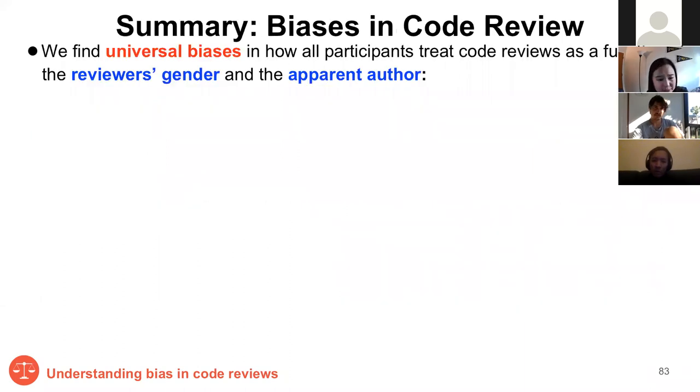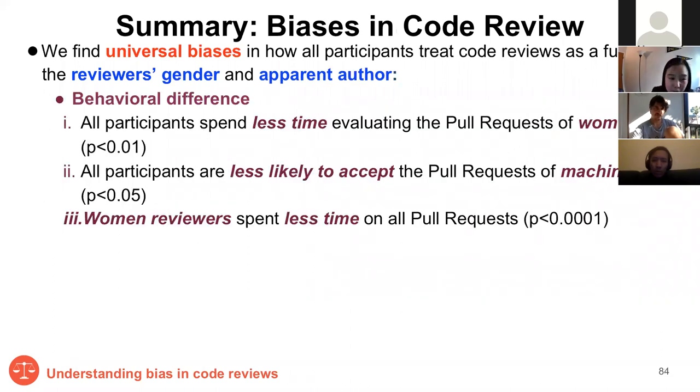We find that universal biases exist in how humans treat code reviews as a function of both the reviewer's gender and the apparent author. Behaviorally, participants spend less time evaluating women-labeled pull requests, and they are less likely to accept machine-generated patches. And the women reviewers spend less time on all pull requests.